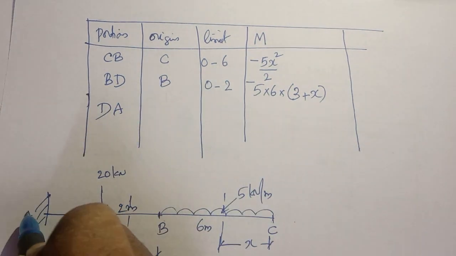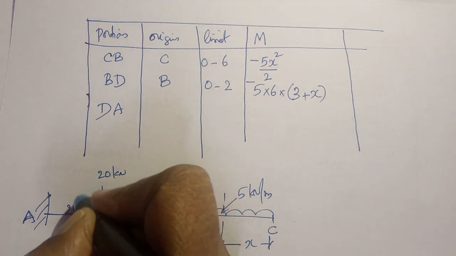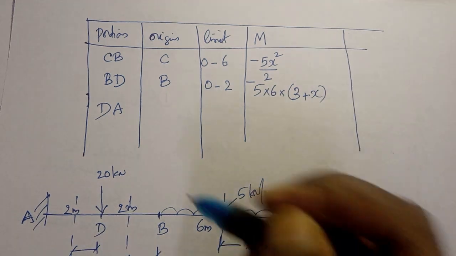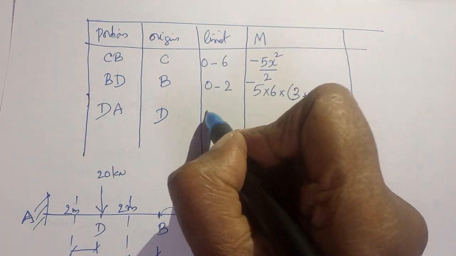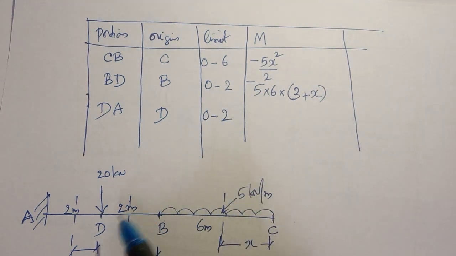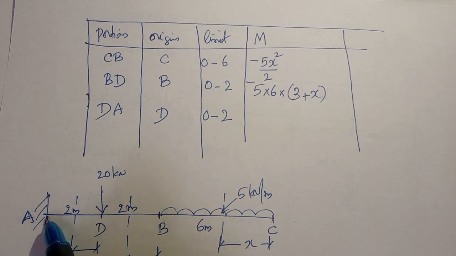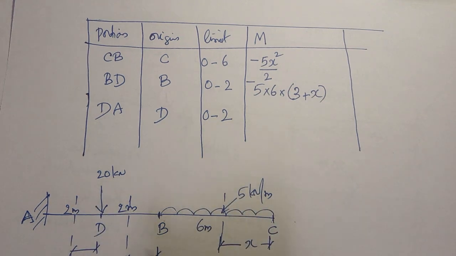Portion DA. This distance is 2 meters. So I am going to take a section XX at a distance x from D. So origin is D. Length of portion DA is 2 meters, so 0 to 2. That is, when I take X origin as D, X value is 0 at the point D. And if you want to get the details for point A, X is equal to 2.